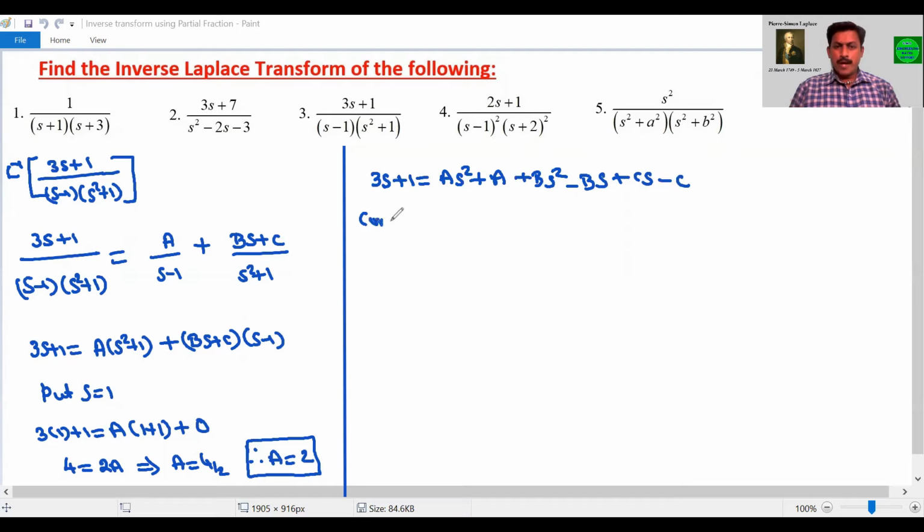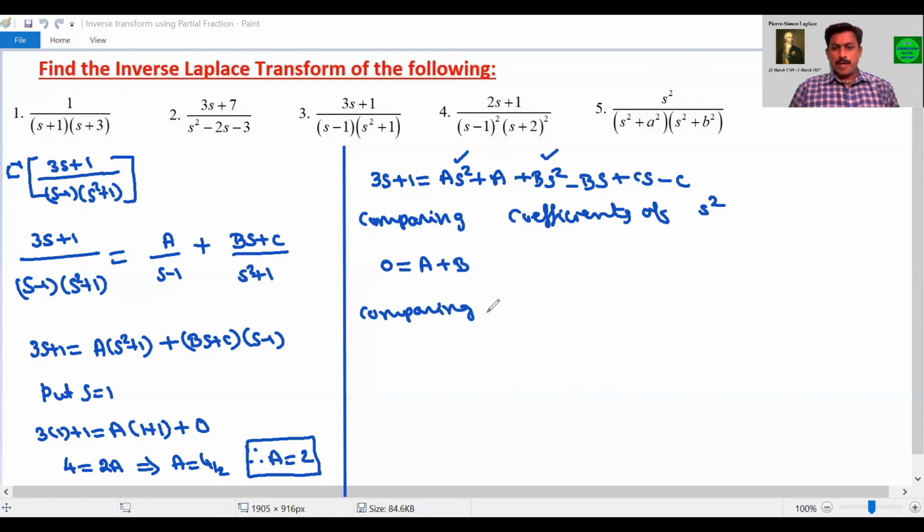Now I am going to compare the coefficients, comparing coefficients of s square first. Here on your left hand side there is no s square, therefore the s square coefficient is 0 on your left side. Right side, this is an s square term and this is also an s square term. We'll get a plus b.